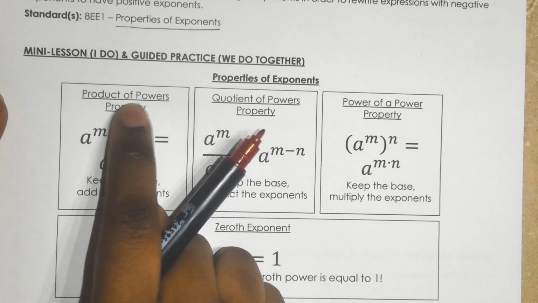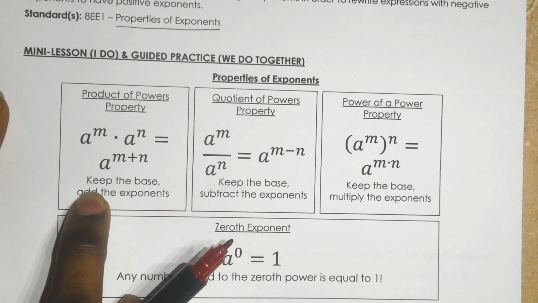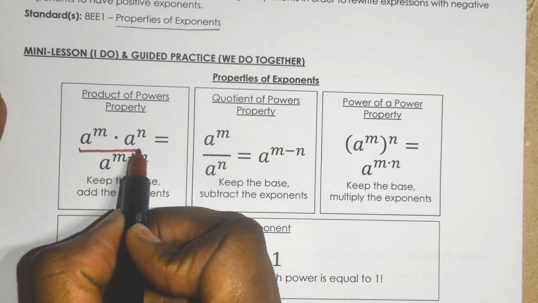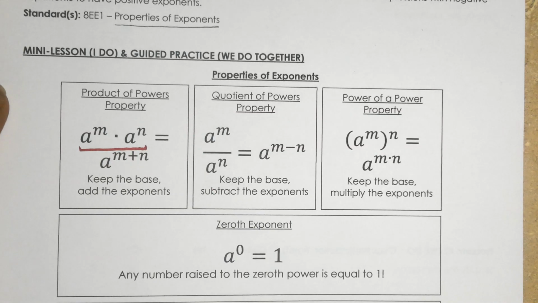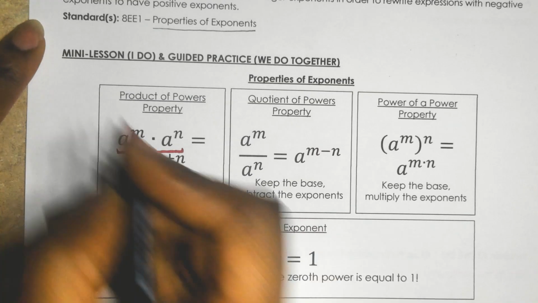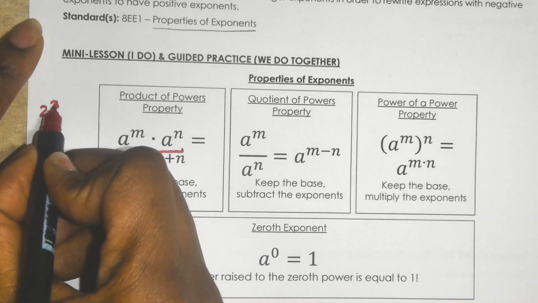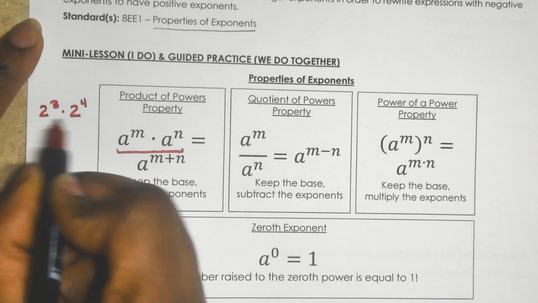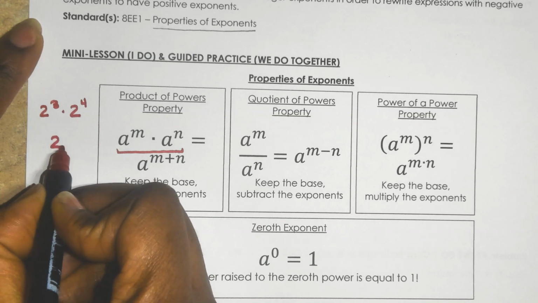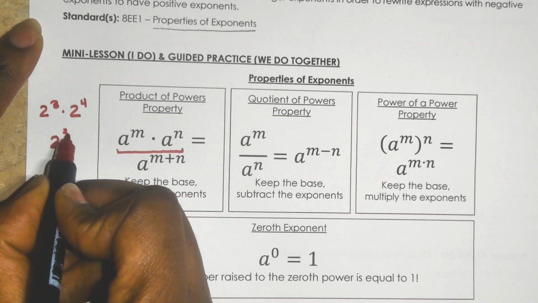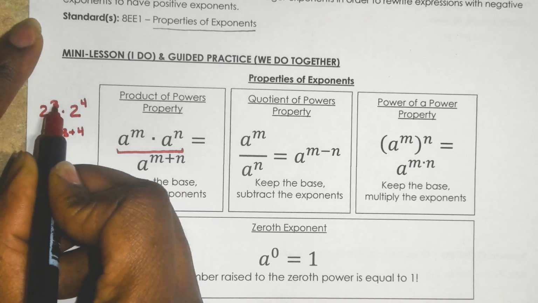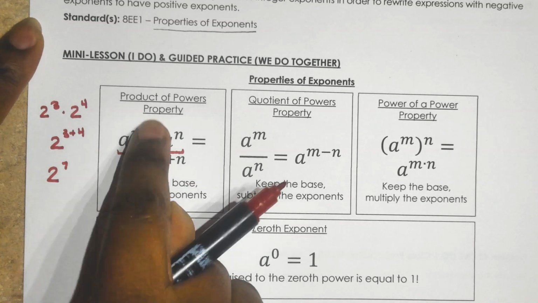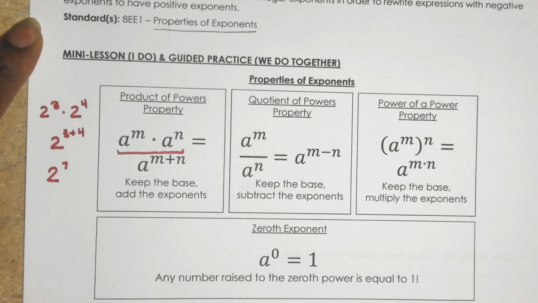There is the product of powers property, which is when you keep the base and add the exponents because you're multiplying exponential expressions. And here's an example of that. So if I had 2 to the third power times 2 to the fourth power, I would keep my base because they're the same, and I would add my exponents. So 2 to the third power times 2 to the fourth power is 2 to the seventh power. That is the product of powers property.